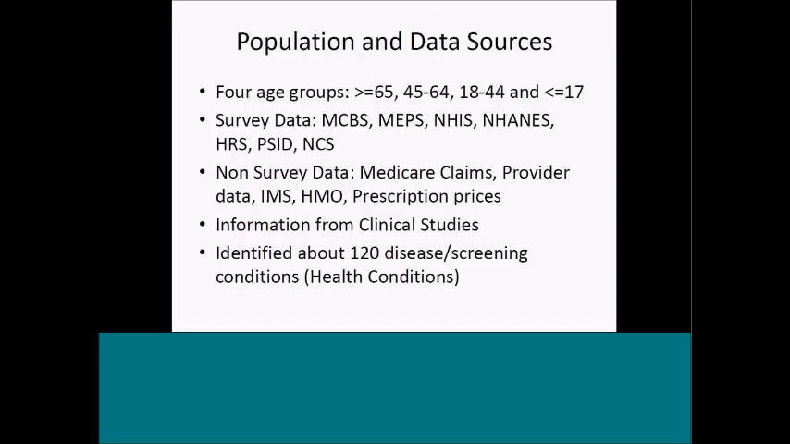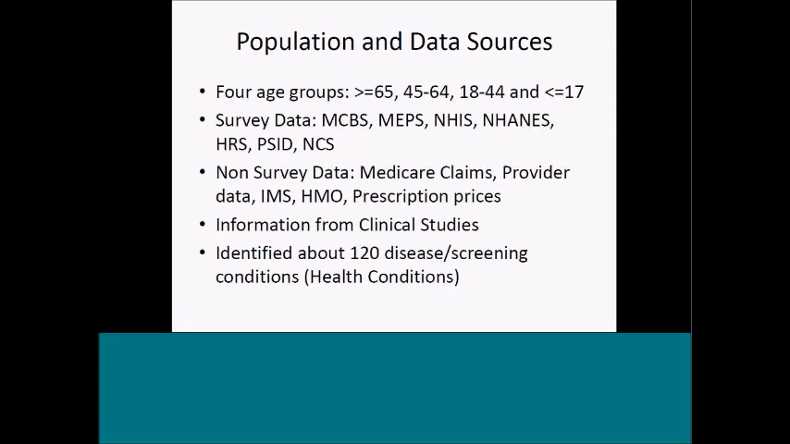So we divided the population into 4 groups: 65 and older, 45 to 64, 18 to 44, and less than or equal to 17. These are the 4 groups that we decided to divide into, because the dynamics are very different for chronic conditions. Some of the chronic conditions play a big role in 45 to 64, and childhood health conditions may play a big role in less than or equal to 17.